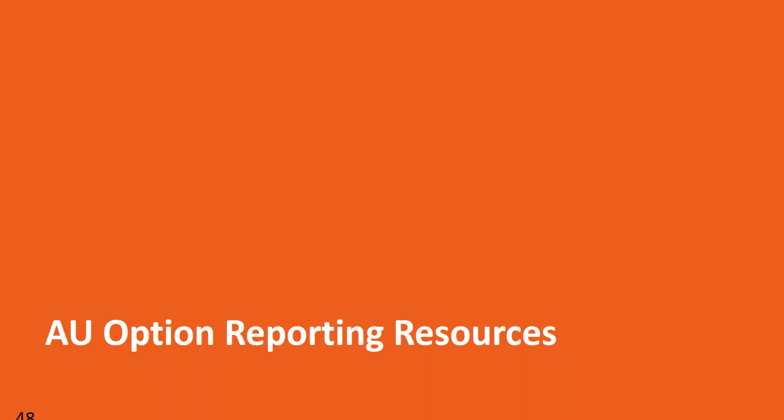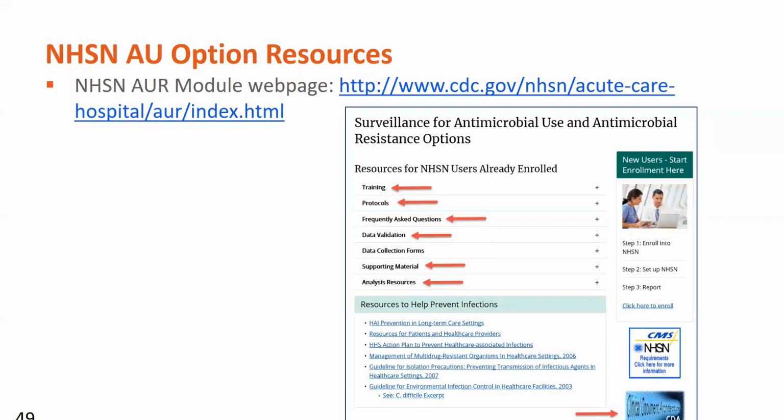Okay, so the next few slides highlight some resources that are important to cover. This link here on the page shows the NHSN AUR module webpage. This is your one-stop shop for everything you would need when thinking about submitting for AU, when you're in the implementation process, or when you've moved into the maintenance submission process. I would recommend checking out that page and clicking through some of the links we have available. Under the training section, you'll see a lot of different trainings available.